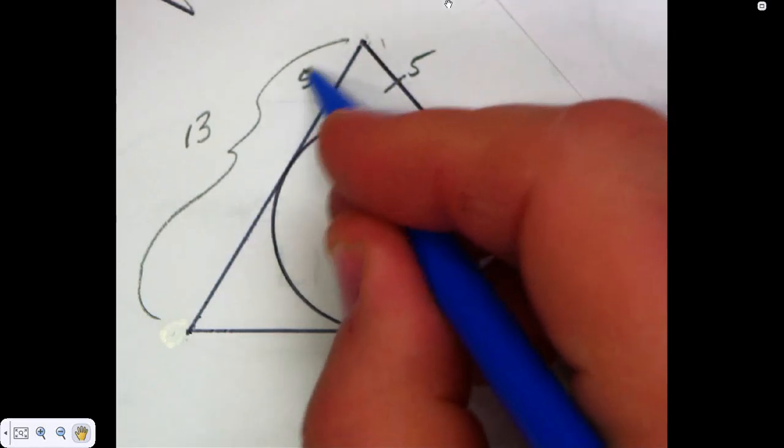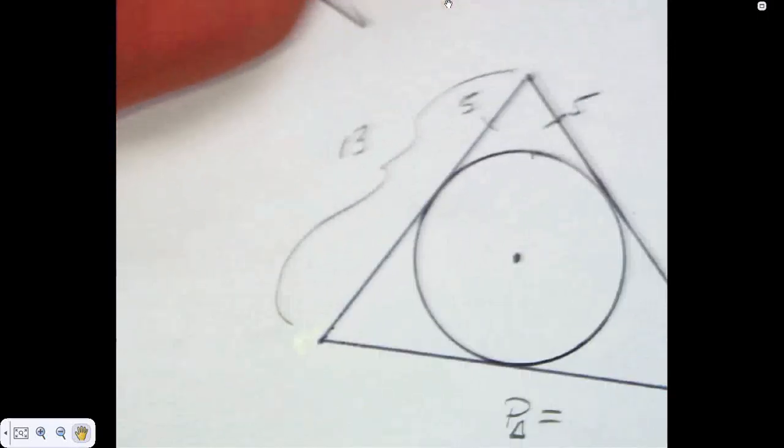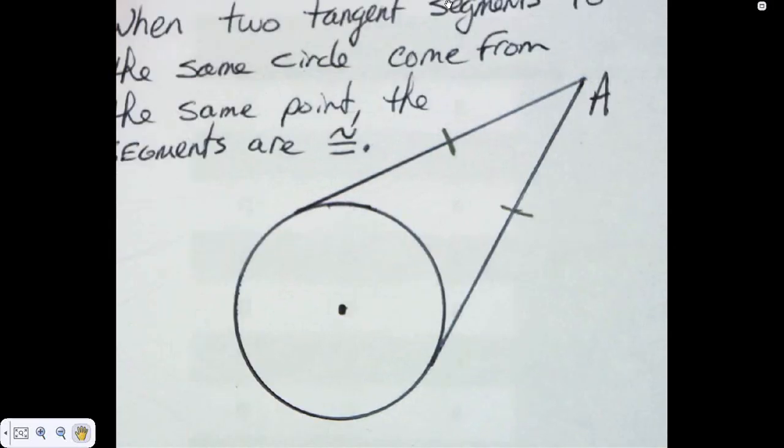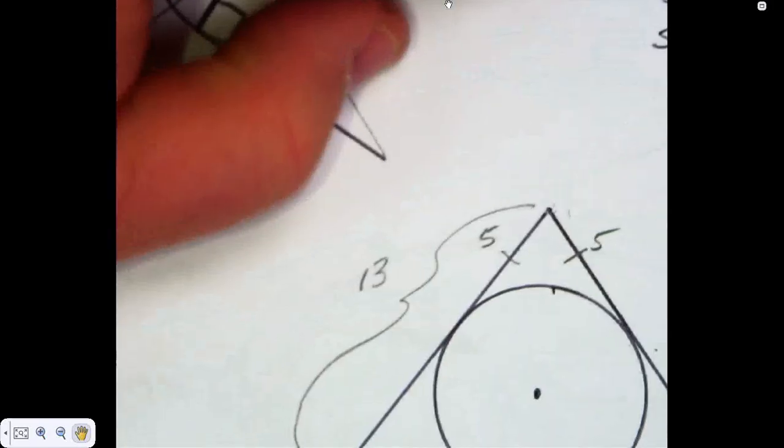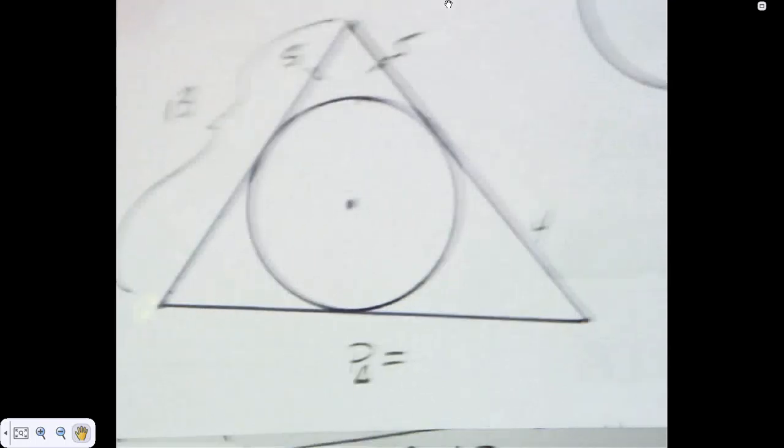5. Because this says that if they're 2 tangents coming from the same point, where's my picture? Covered it up. They have to be congruent, right? Isn't this the same thing right there? Just the point's a little closer to the circle? Would you agree? Okay, so if that's 5, that's 5. How does that help me? Helps find the other angle.